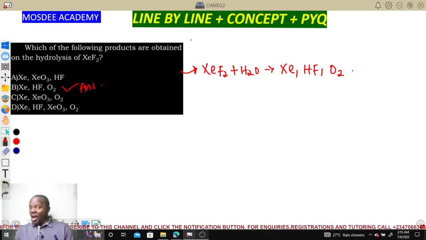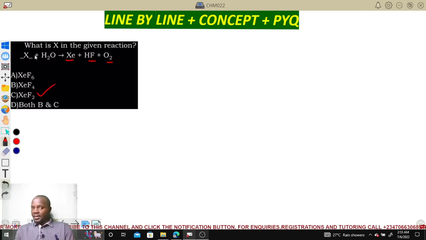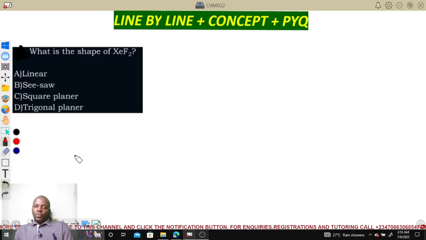To balance the equation, I hope all my students here can balance chemical equations. So the next one is just what we talked about. You can see oxygen. So what's this? XeF2, right? XeF2 hydrolyzed to give these three products. So the answer to this is choice C. I don't need to waste time. Slide 186. We are almost there. Now, what is the shape of XeF2?